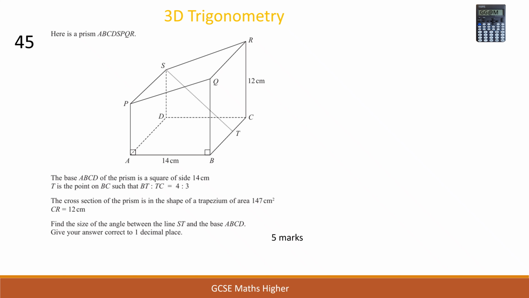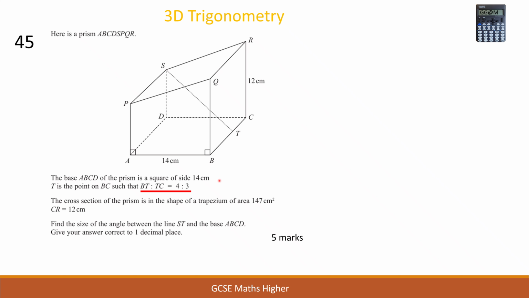Fantastic. So some key tips on this. Often it is useful to put in the information on the diagram and then also have a go at working out what the 2D shapes look like to be able to help you work out the answer. You're told that the length B to T to T to C is in the ratio 4 to 3. So if this distance is 4, then this distance is 3.